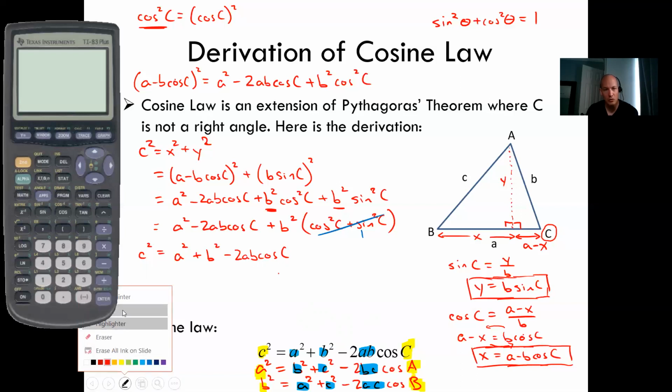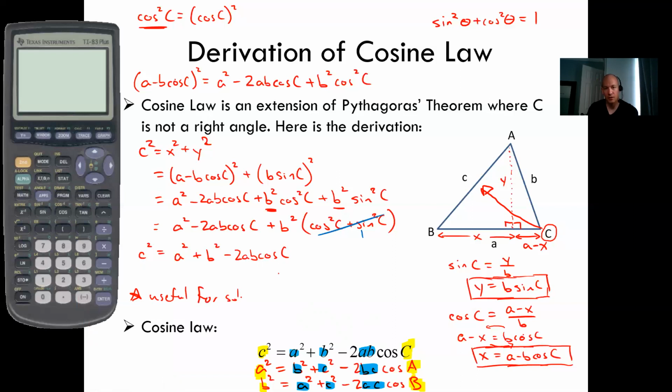Now, what can we use this for? This is really handy when we have an angle and we would like to know the side across from it. So I'm just going to write a tiny little note: useful for solving. And there's a special name for this kind of triangle. It's when you have a side and an angle in between. You don't say side-side-angle, you say side-angle-side. The angle is between two sides. So we're going to be solving those kinds of triangles.